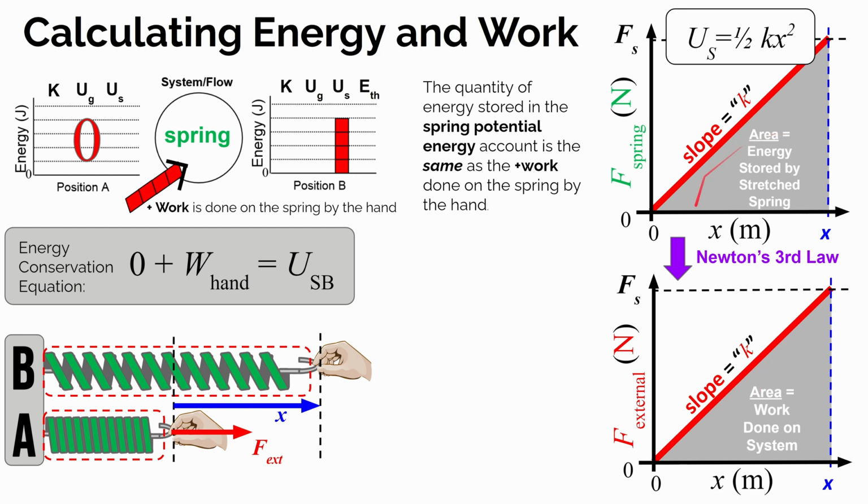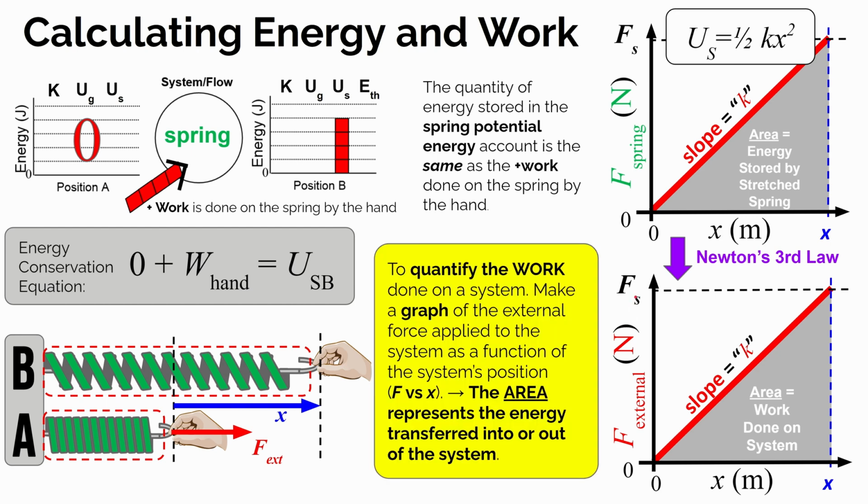So the area of this graph is the amount of spring potential energy stored, but we can see that it also represents the work done on the system. So if we think about this graph, this actually allows us a technique to solve the work done on any system regardless of what's happening to the force. If we graph the external force on a system as a function of the position of the system, as the system is being displaced, the area of whatever that graph is will be the work done on the system. How much energy will be transferred into or out of the system.